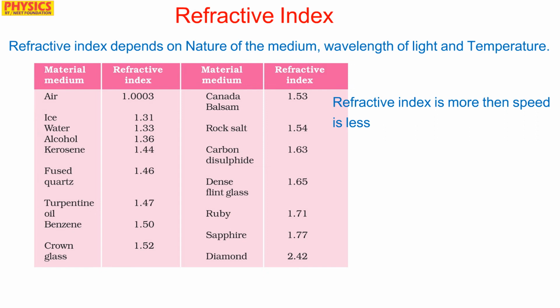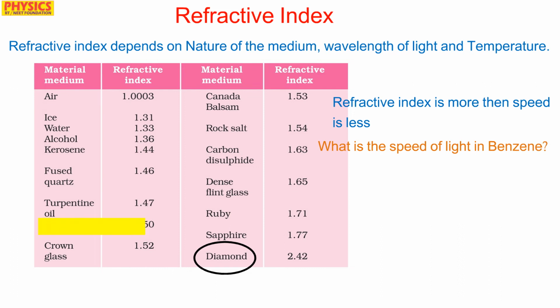Once again, in which material medium is the speed of light least? Exactly, it is diamond. Right, one more question for you. What is the speed of light in benzene?